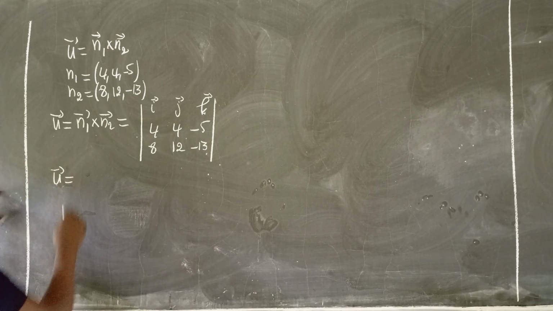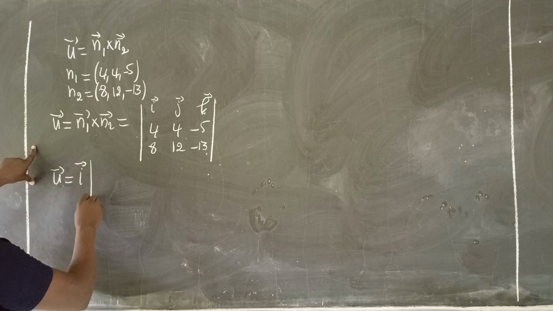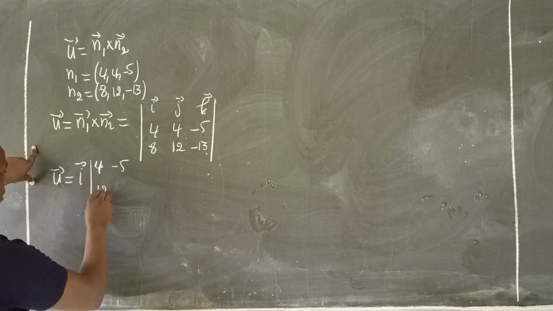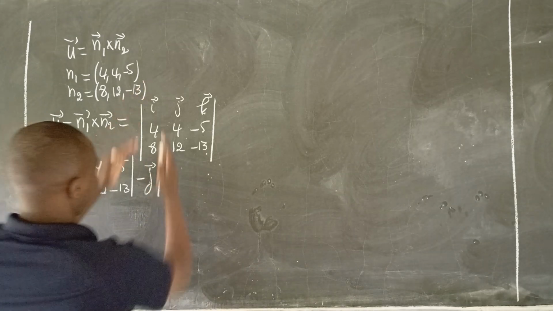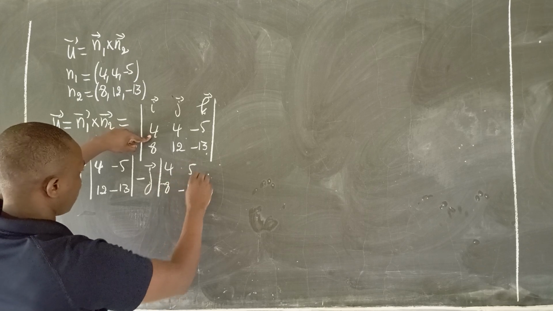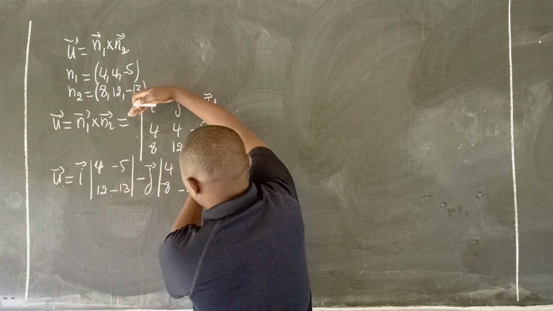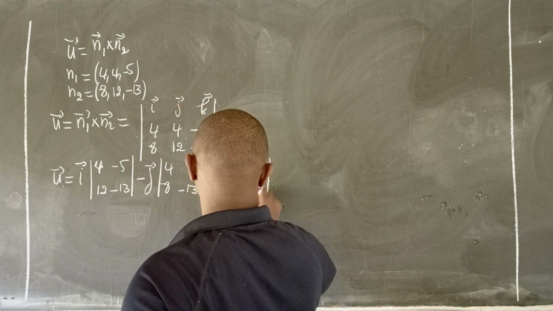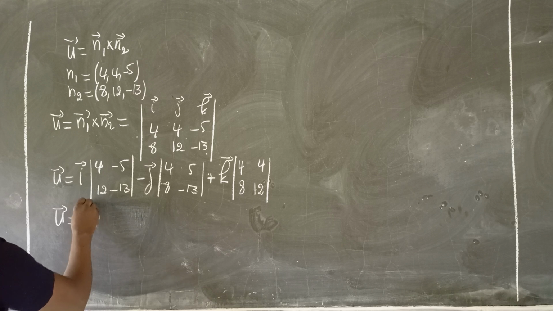Here U is equal to, we hide this and write the remaining: i times the determinant of 4, minus 5, 12, negative 13, minus j times the determinant of 4, minus 5, 8, negative 13, plus k times, hiding the column like this, the determinant of 4, 4, 8, 12.